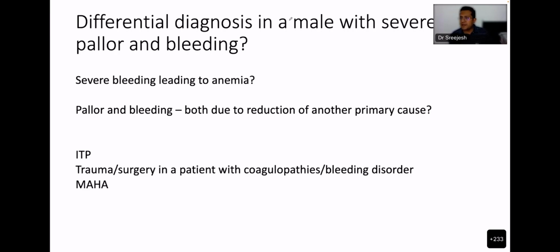So this is microangiopathic hemolytic anemia. In that the bleeding is a little uncommon. You don't have severe bleeding, some degree of bleeding, but anemia is usually severe. You have acute leukemia, aplastic anemia. So these are the differential diagnoses which can lead to this scenario.